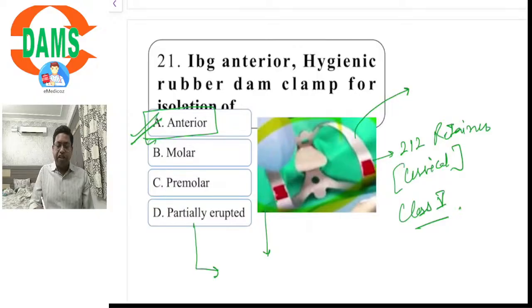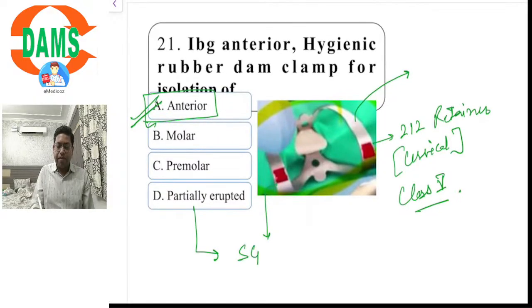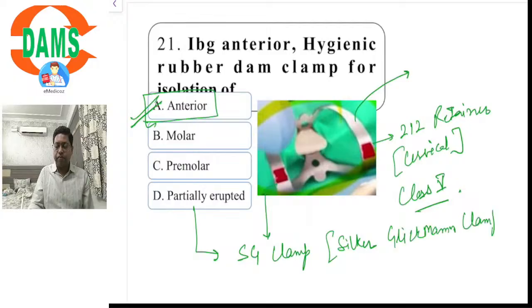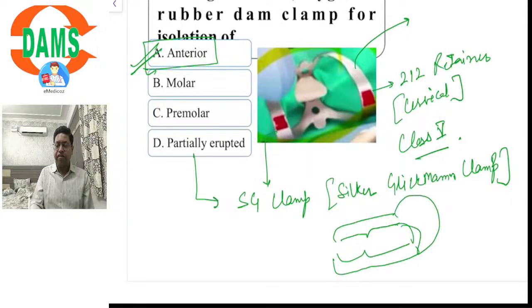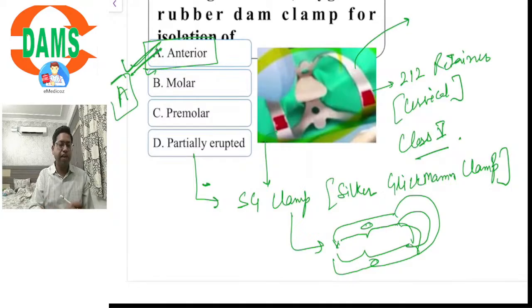For partially erupted teeth, we use SG clamp, that is Silker Glickman clamp. This is a clamp with extended jaws to engage multiple teeth. It engages multiple teeth. SG clamp or Silker Glickman clamp is used for partially erupted teeth. What is shown in the picture is the number 212 cervical retainer, mostly used for anterior tooth preparations, so anterior teeth. The answer to this question will be option A.